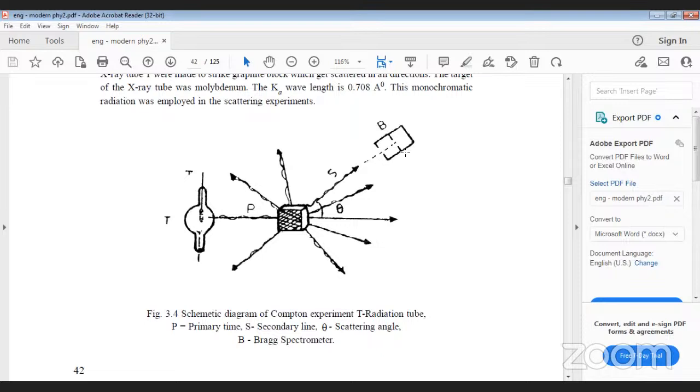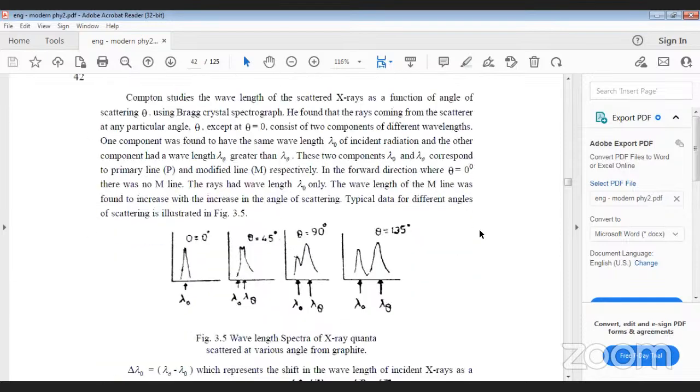That is also most important. సో అది కూడా డిస్కస్ చేద్దాం బ్రాగ్స్ లా గురించి. సో ఇక్కడ బ్రాగ్స్ స్పెక్ట్రోమీటర్ ద్వారా మనకి ఎంత షిఫ్ట్ అనేటువంటిది ఏర్పడుతుంది అనేటువంటి యూ కెన్ ఈజీలీ ఇమాజిన్ దట్.